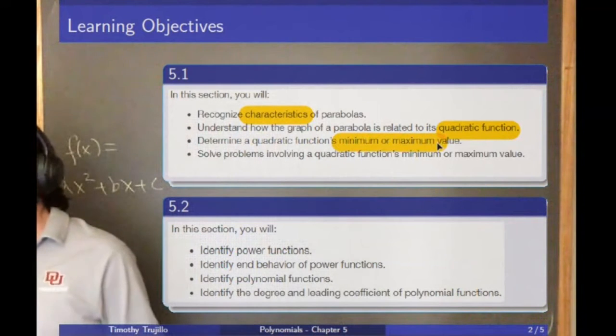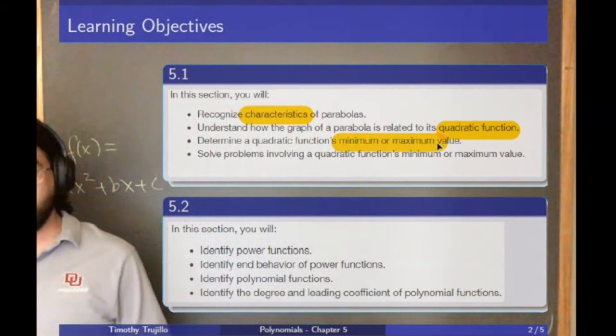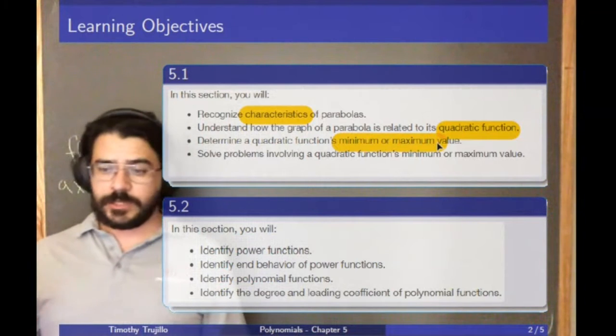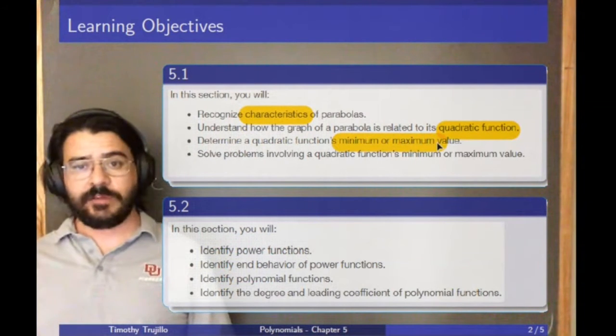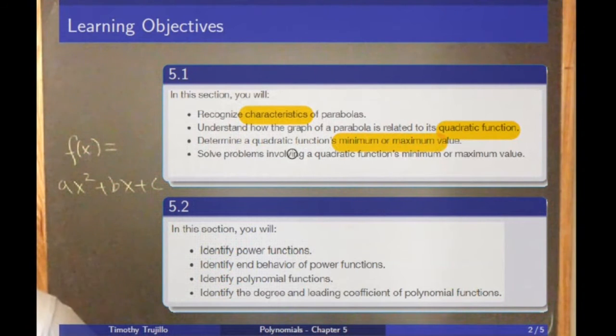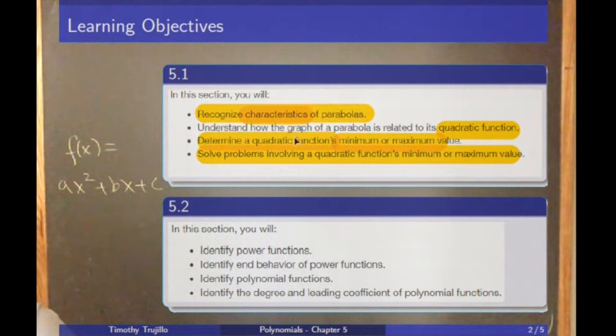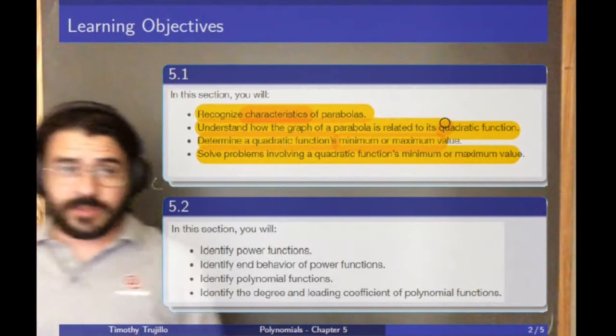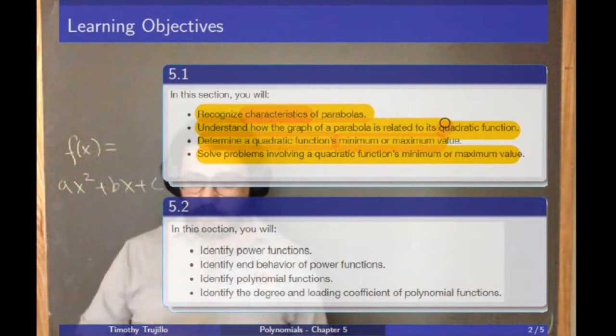We saw a lot of examples in the homework where we were looking at applications, and in those applications you had to minimize or maximize something, and you did that by finding the x and the y value of the vertex. That's what's meant by this last one here, on solving problems involving the min or the max of a quadratic. Again, this is just looking at the vertex. That's the main characteristic of the parabola that we were looking at, and mainly understanding those formulas for the vertex. Okay, so that was section 5.1.